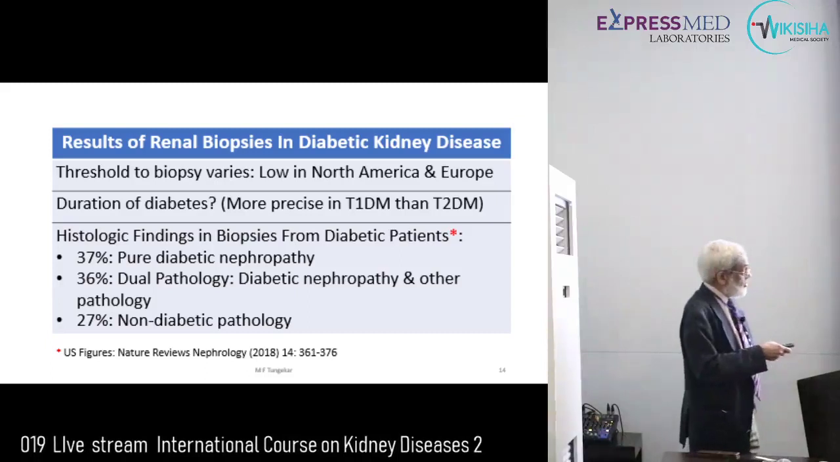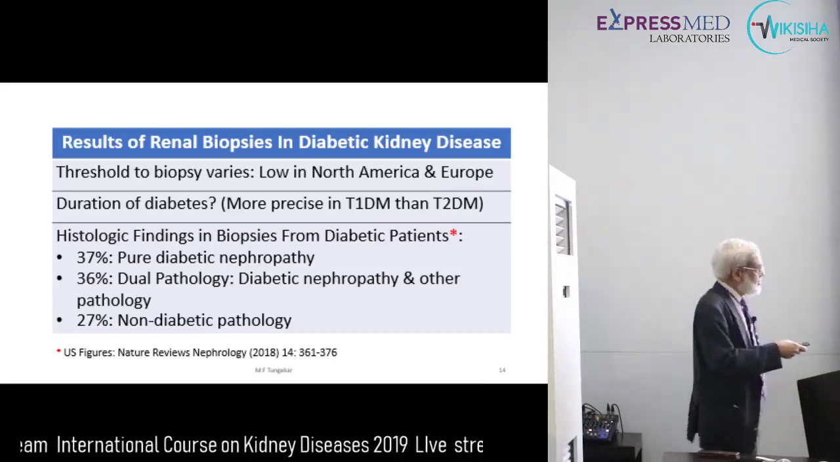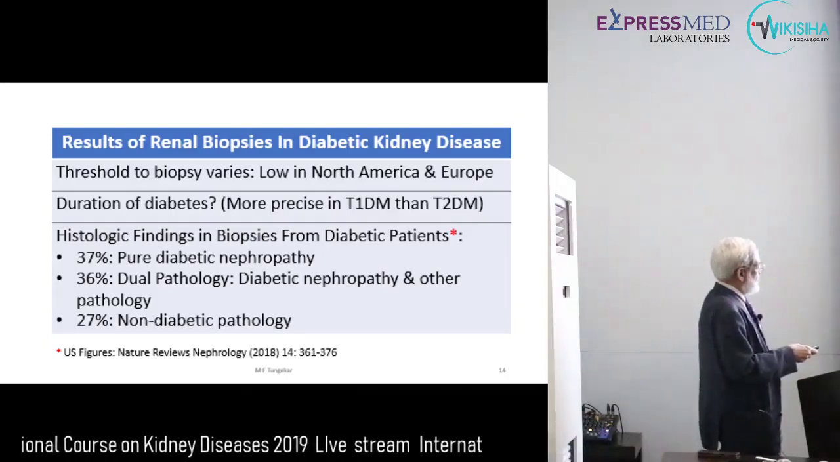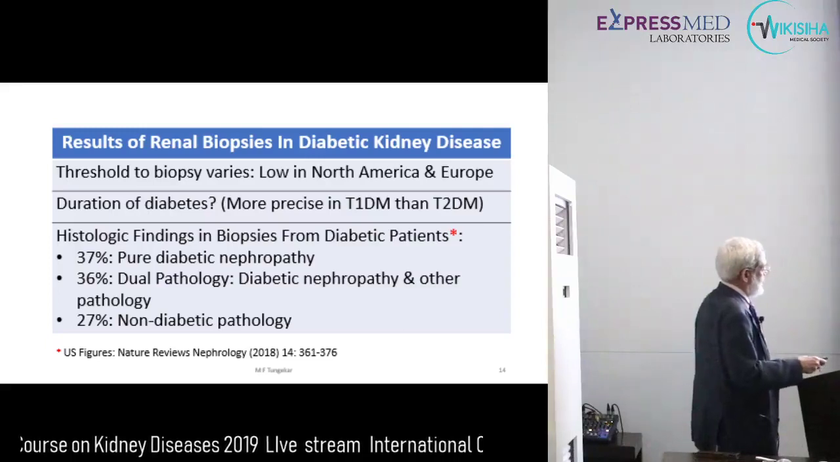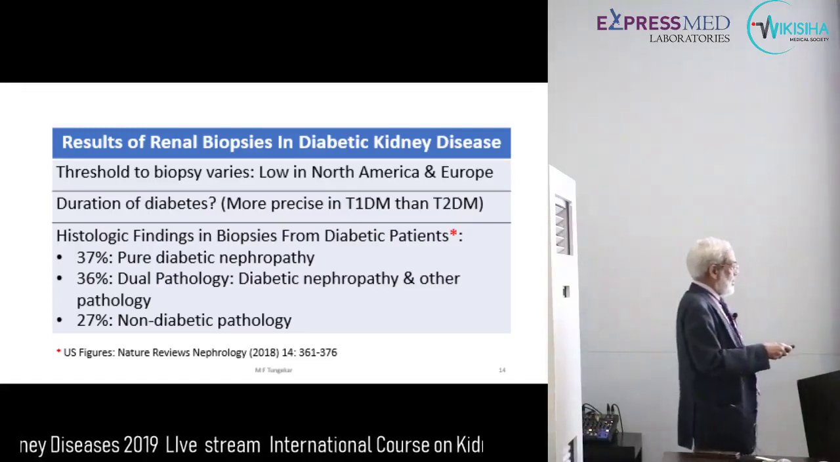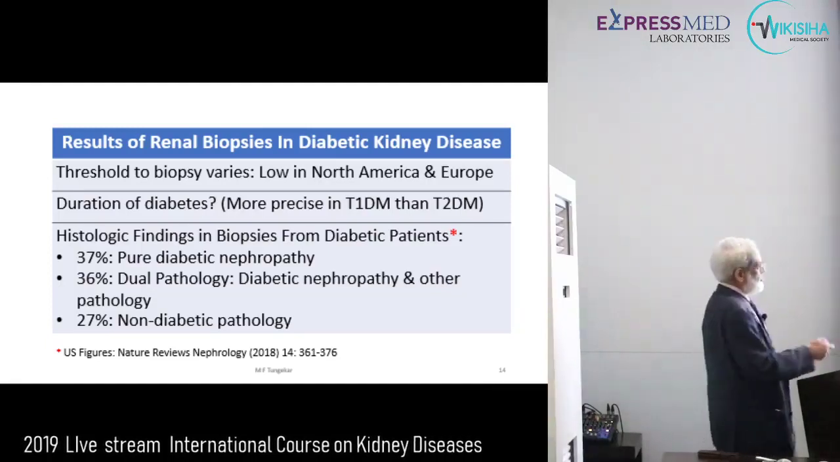So here the nephrologist was correct in doing the biopsy. It picked up another pathology, treatable or not treatable. And a smaller percentage was of non-diabetic pathology. Again, the renal physicians were correct in doing the biopsy because a totally unrelated pathology, not related to diabetes, was discovered on biopsy.